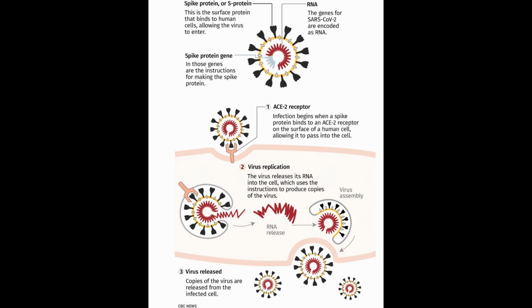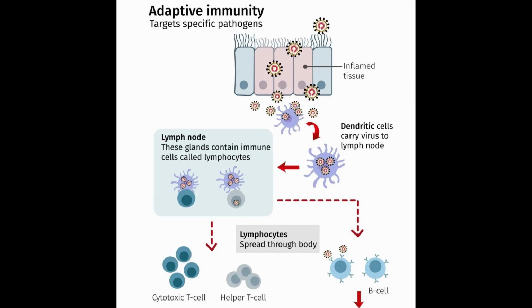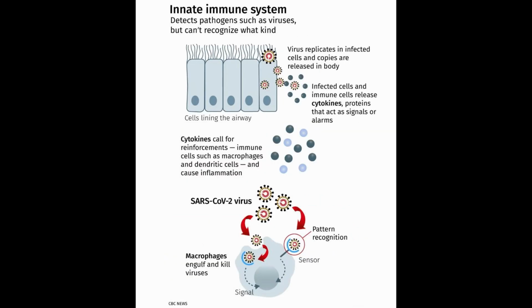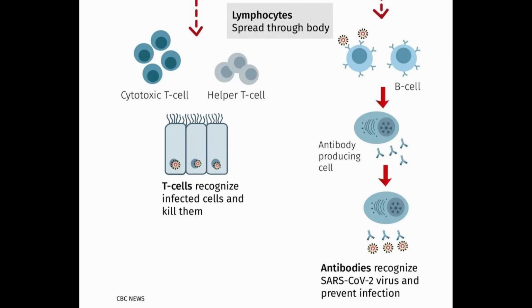Now, if you don't want to have the vaccine and you get infected, this slide shows you how you would respond. As you can see, the virus gets into cells and replicates, causing inflamed tissue. Our body has dendritic cells which identify the virus as foreign and carry them and present them to white cells called lymphocytes. These infected cells and immune cells will release cytokines, which are proteins that act as signals or alarms and call for reinforcements. There are different kinds of lymphocytes, including cytotoxic or killer T cells, as well as helper T cells and B cells. These cytotoxic T cells recognize infected cells and kill them, as well as ultimately killing the virus itself.